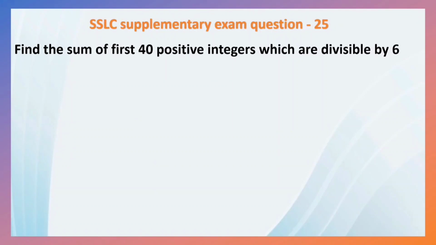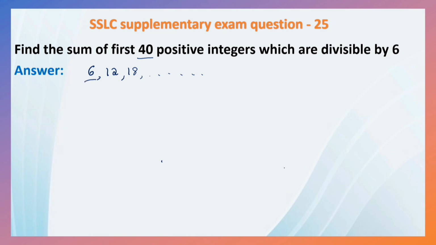Find the sum of first 40 positive integers which are divisible by 6. The first number which is divisible by 6 is 6. The next number is 12. The next number is 18 and so on. We have to find the sum of first 40 positive integers.